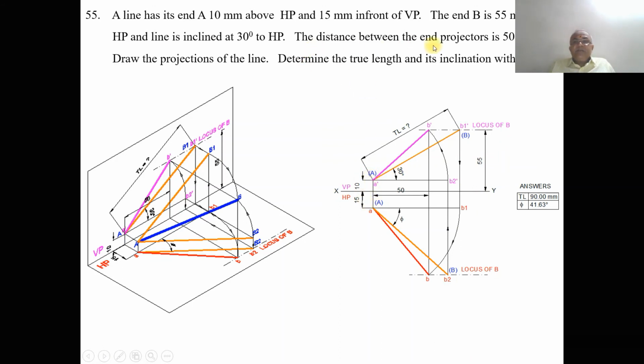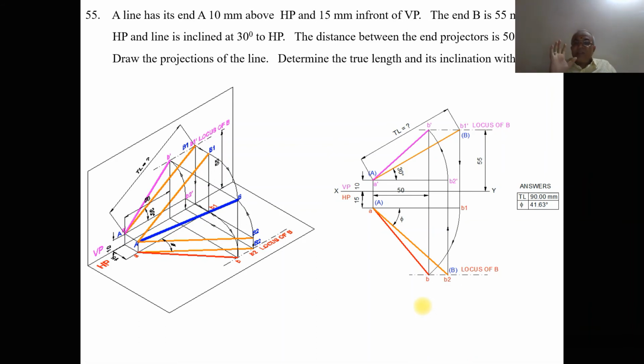Then we know that the distance between the end projectors is 50 mm. So from the projector A, you measure 50 mm parallel to the XY line and draw a vertical projector both in the front view and in the top view. In the front view, since you have the locus, it will cut it here. You mark this point as B dash and then join A dash B dash with a dark line. But in the top view, it is still extended because we don't have the locus in the top view.